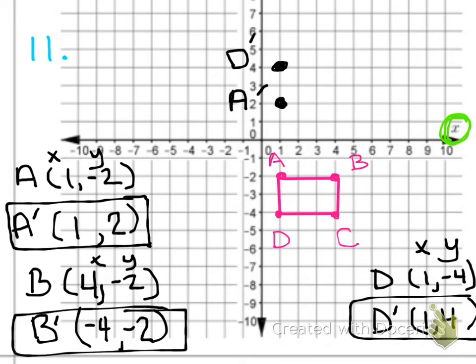So this would be the answer that you would put on your answer line, and then to be able to plot that point, you would plot -4, -2, which would be right here, and you would label that with the reflection of point B. That's how you label the reflection.